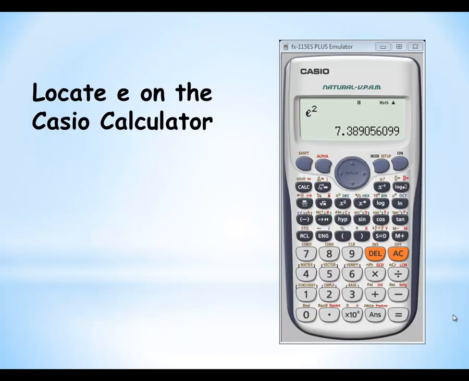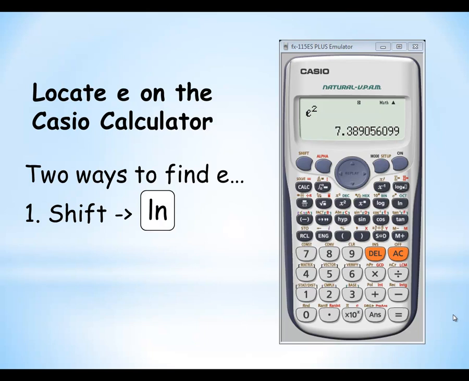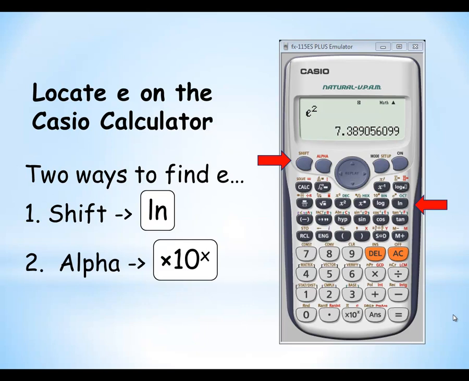To find e on the calculator, there are two ways. You can either click on Shift Natural Log, that is the more common way, or you can also click on alpha, and then you see here the key at the bottom, times 10 to the x power.